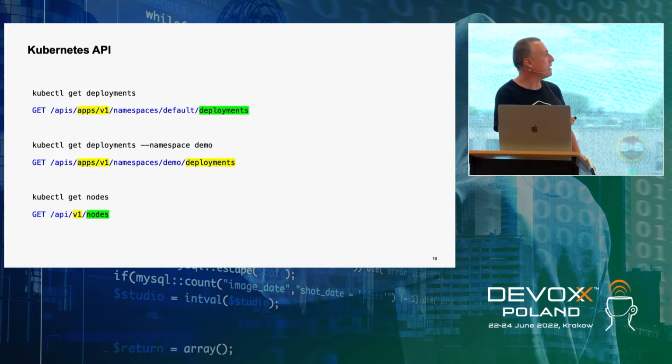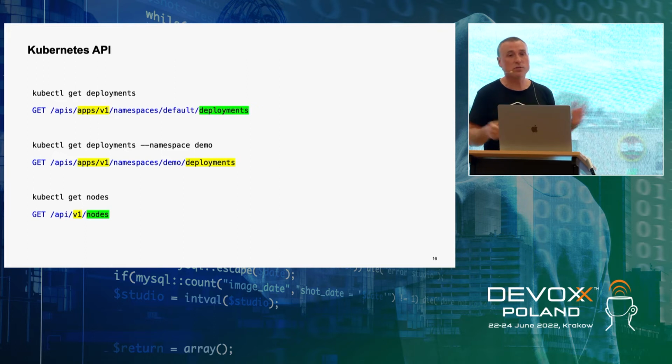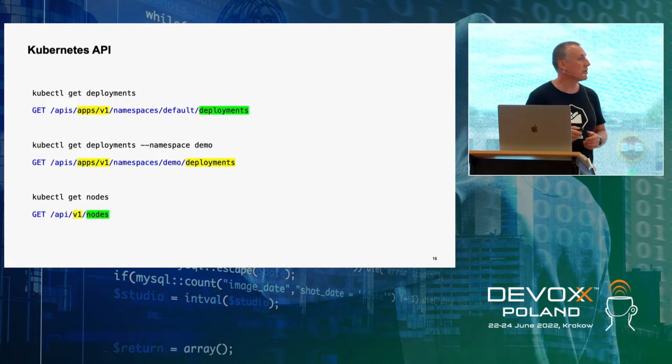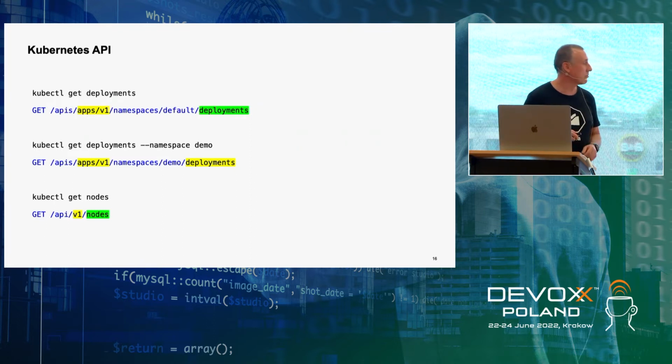Everything works in the same way. So you have some API group with version, you have some namespace for namespaced resources or none for global resources, and then you have the name of the resource that you want to fetch. And this is actually the REST API behind Kubernetes, because each Kubernetes cluster serves all these resources as a REST API. It's a classic REST API, and kubectl is just a command line tool for that REST API.